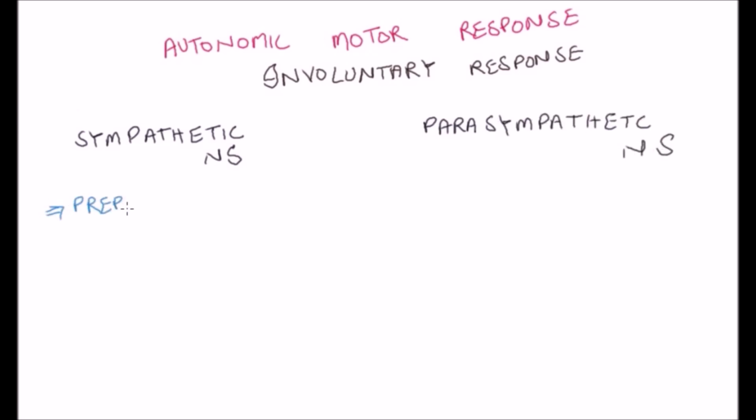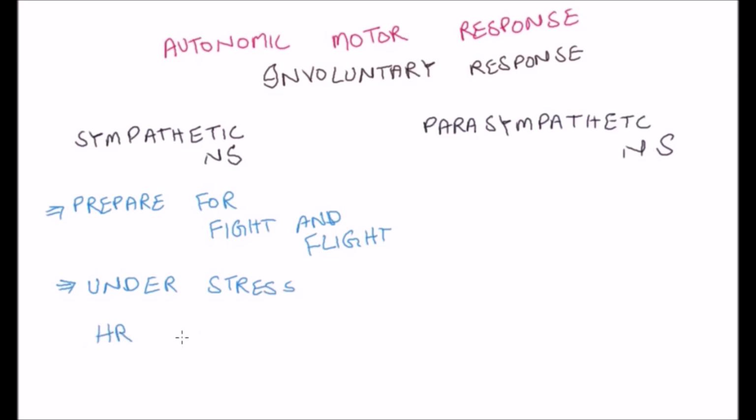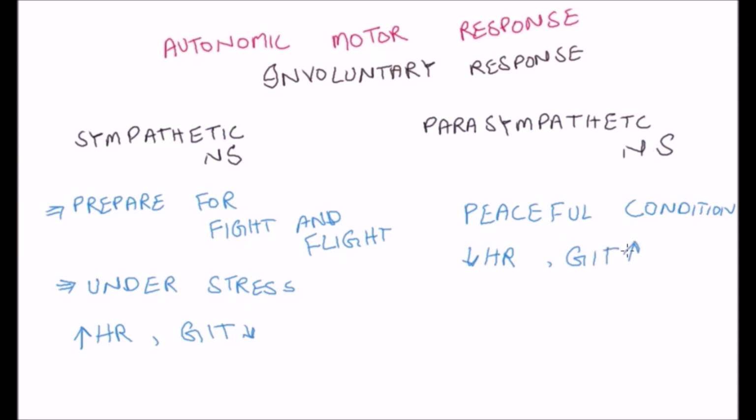The sympathetic nervous system is activated in a condition of fight or flight, under stress, when heart rate is increased and GIT activities decrease. The parasympathetic nervous system is activated in a peaceful condition, when heart rate is decreased and GIT activities increase.